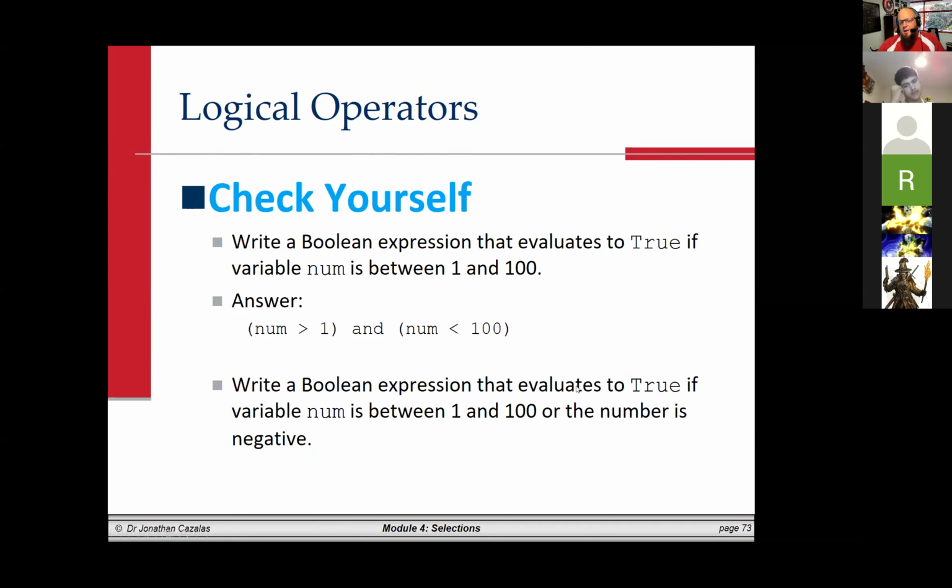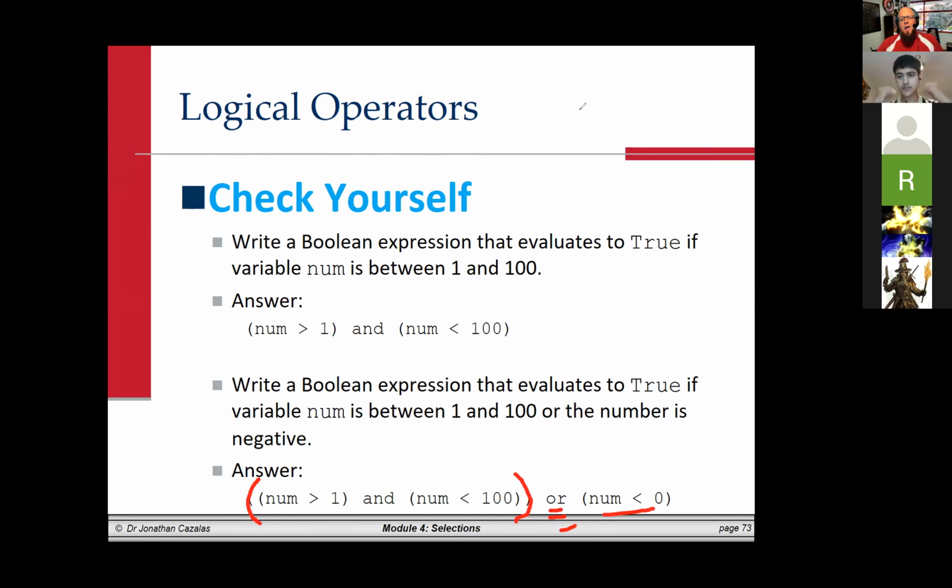Write a Boolean expression that evaluates to true if the variable num is between 1 and 100 or if number is negative. Someone else give me that one. Chloe, possible? So you would just repeat what you said at the top and then just say, or num is less than, or sorry, just less than 0. Perfect. And notice I put an extra pair of parentheses just to glue all that together. So here we have this outer pair. So here, num is between 1 and 100 or num is less than 0.